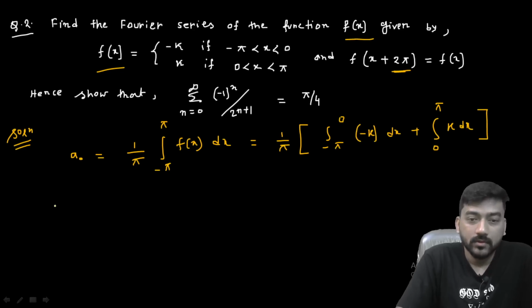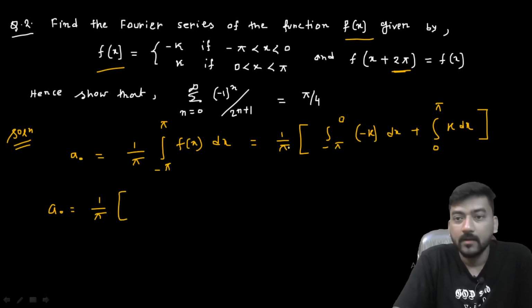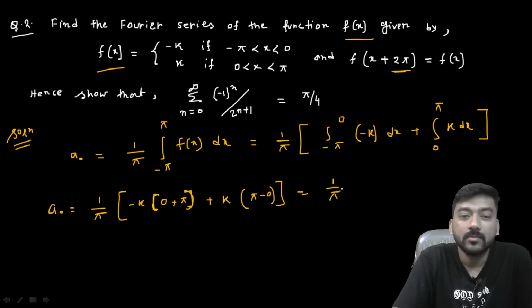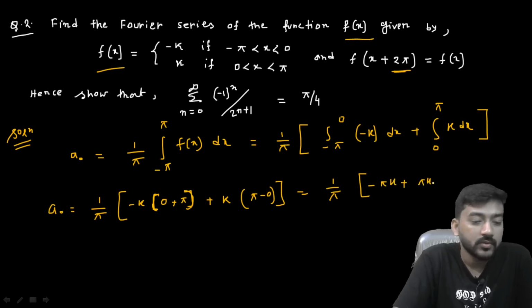Now what will a0 be? a0 will be 1 upon pi into, we have minus k dx, and the integration of dx is x, with upper limit 0 and lower limit minus pi, so 0 minus minus pi, it will be 0 plus pi. Plus k into pi minus 0. So what will you get? You will get 1 upon pi times minus pi k plus pi k. So you should get 0.